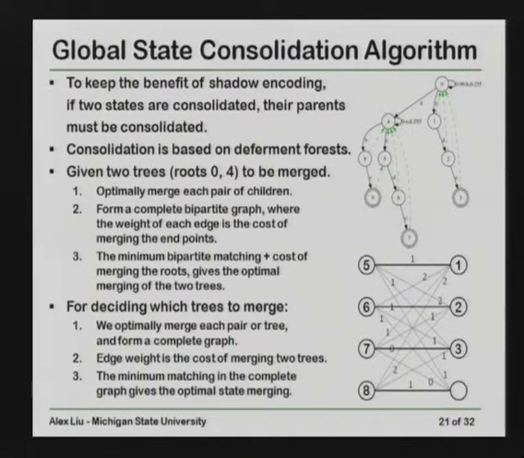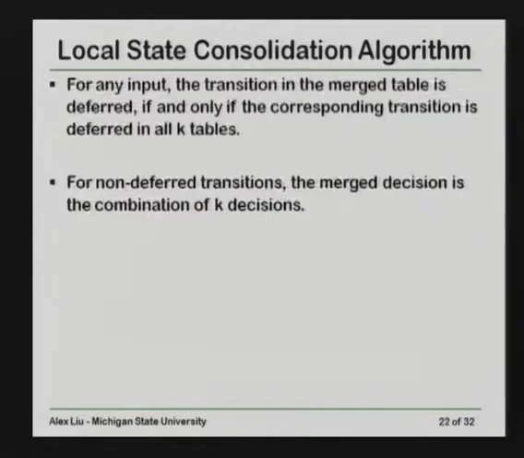Another question is which 2 trees we should merge together, which 2 trees we should consolidate. We also do this in a brute force fashion. With every tree as a node, we build a complete graph. And then for any 2 pairs of trees, we compute the cost of consolidating these 2 trees. And then at the end, we try to find a minimum matching in this complete graph. That will be the optimal state merging.